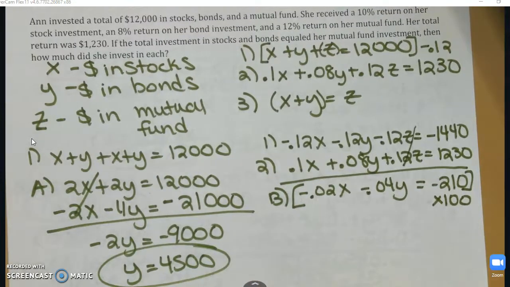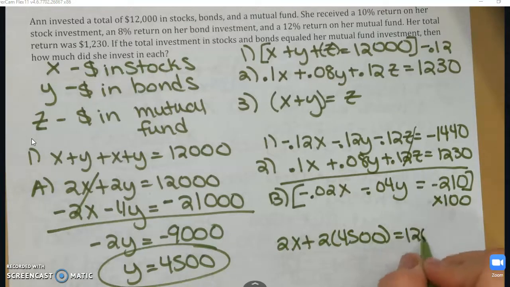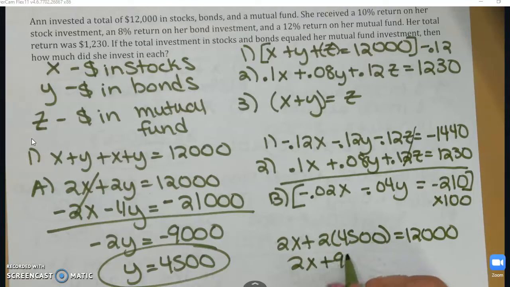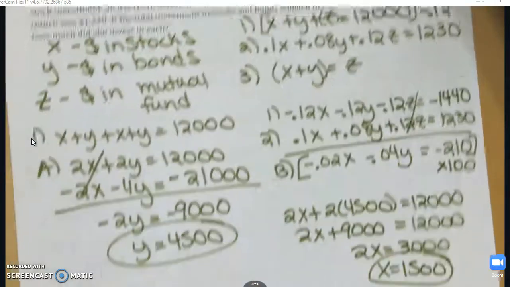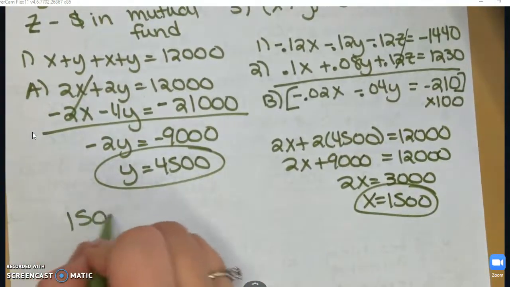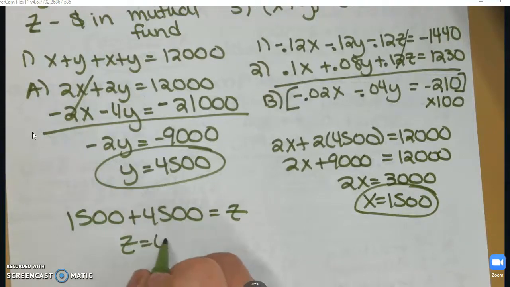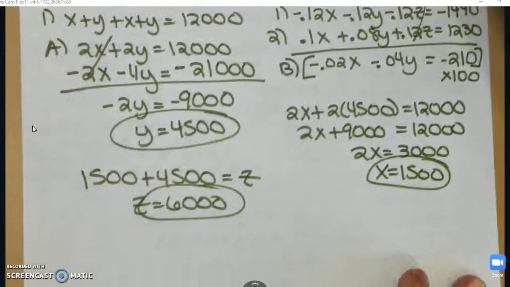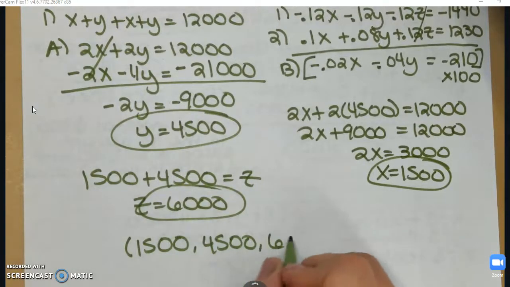Now that I know Y, I can plug this back into one of my equations to get X. I'm going to go with equation A. 2X plus 2 times 4,500 equals 12,000. So 2X is going to be equal to 3,000, which means that X is 1,500. Now that I know X and Y, I'm just going to plug back into equation 3. 1,500 plus 4,500 is equal to Z, which means Z is 6,000. So my ordered triple is 1,500, 4,500, 6,000.